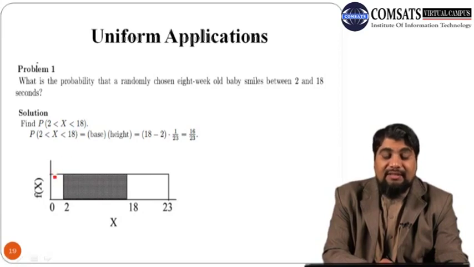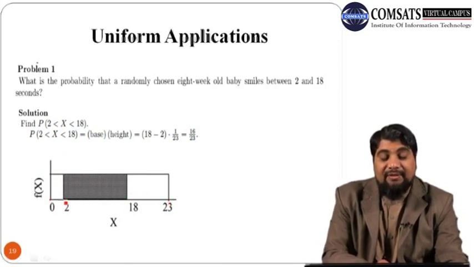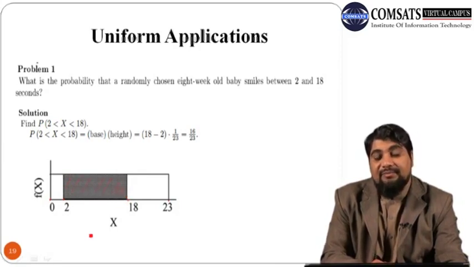So as far as this figure is concerned, this uniform ranges from 0 to 23, and currently we need to find the probability from 2 to 18. So this shaded area is our required area in this case.